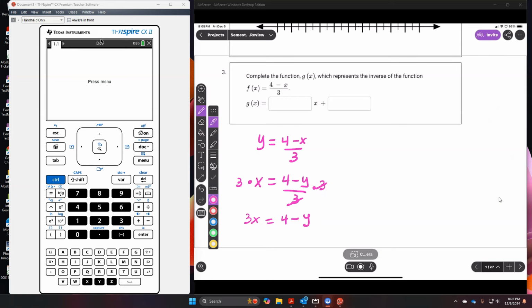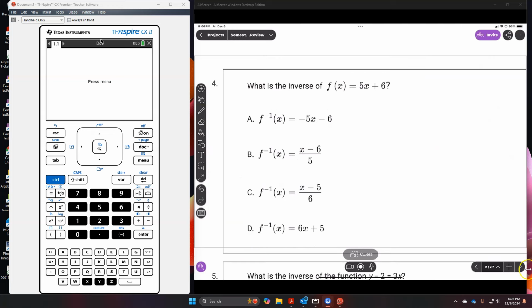At this point, we want y by itself, so we're going to subtract 4 from both sides. So I have 3x minus 4 equals negative y. And since we have a negative y, we have to divide by negative 1. So the inverse, in this case it's g of x, will be negative 3x plus 4.